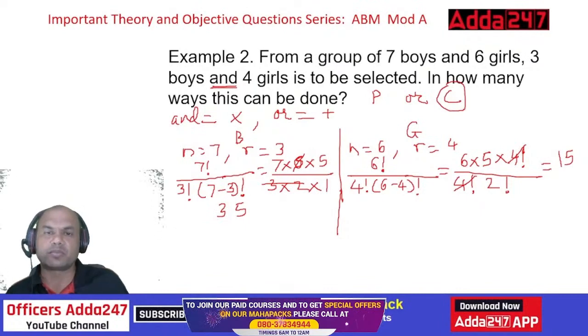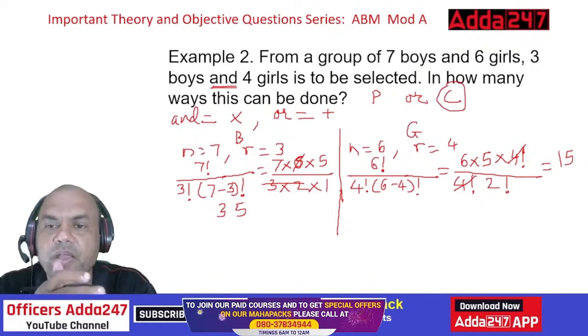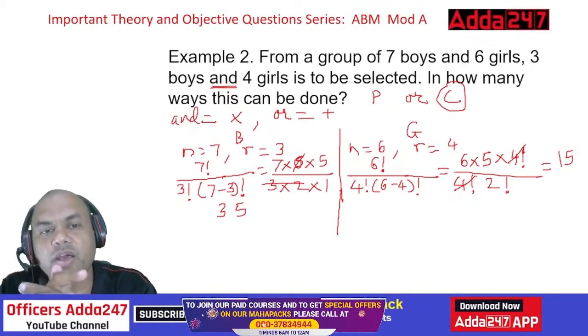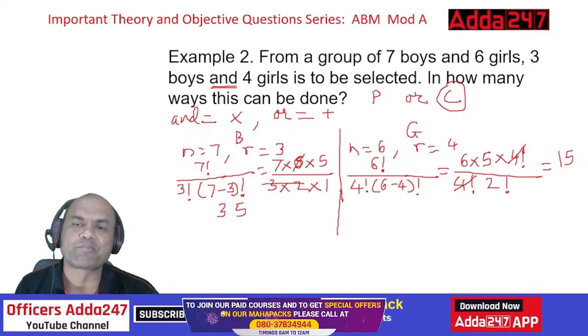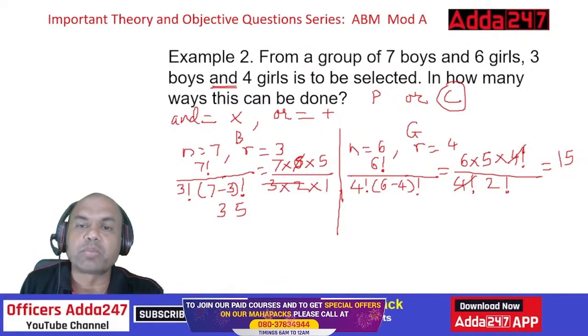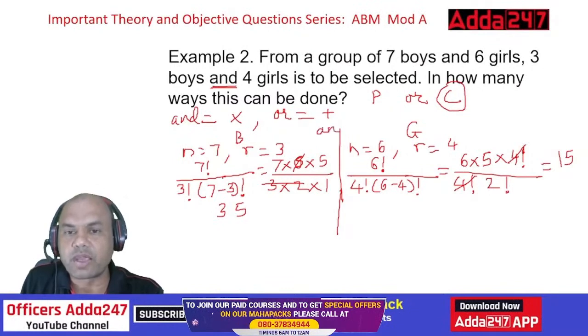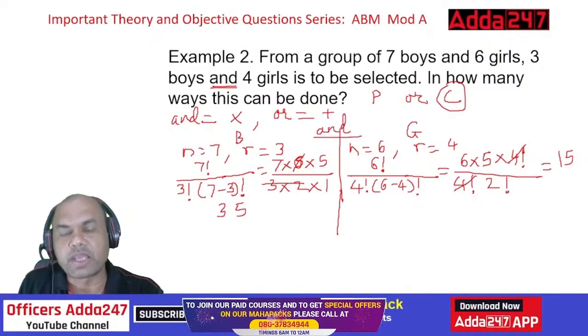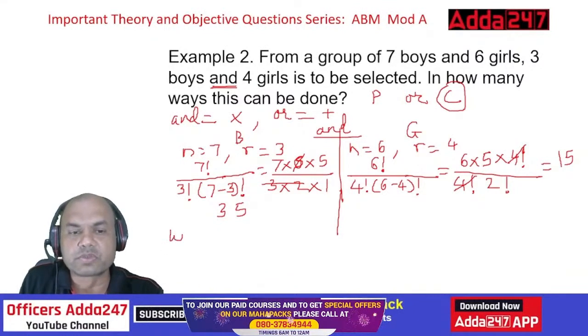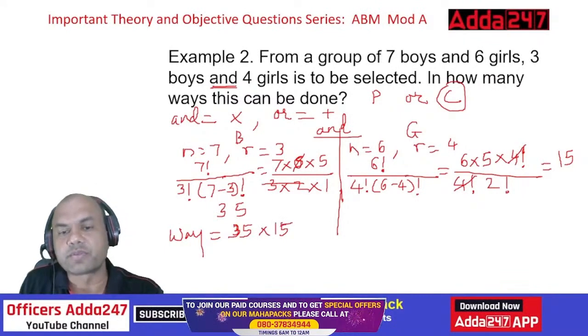Are you getting this? Let me see the answers in the comment section. Are you getting this 15? Yeah. Now what is required? How many ways can this be done? Here, "and" is given. And what did I say "and" means? Multiply. So I want boys and girls, and when I want "and", it means multiply. So what will I do? Total number of ways equals 35 into 15. This is what you have to find out.